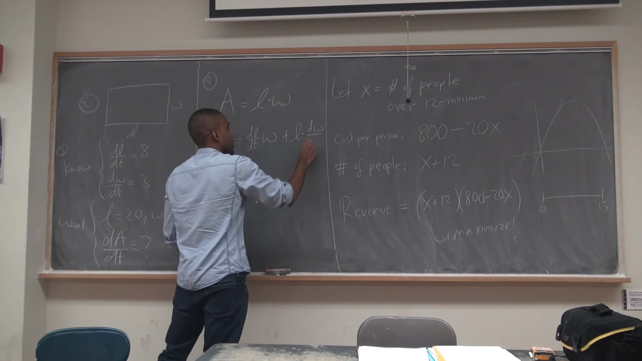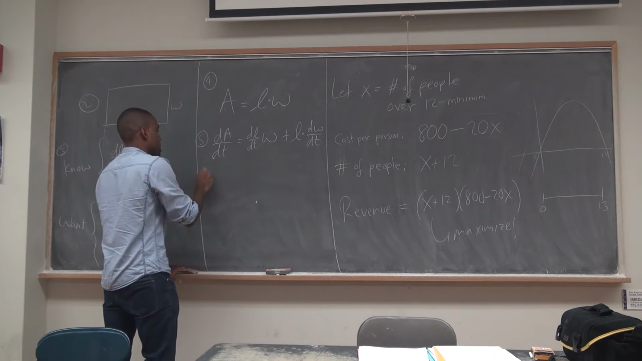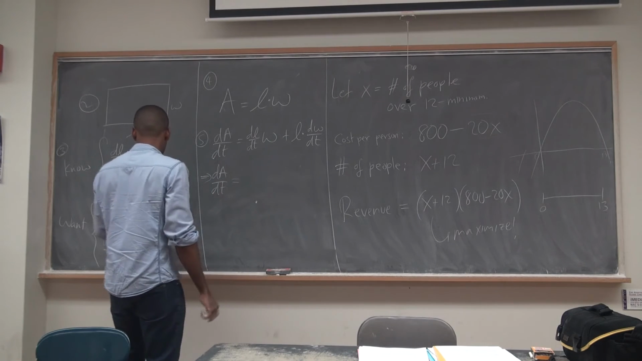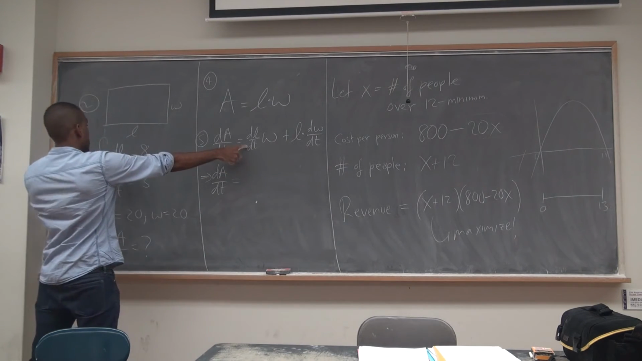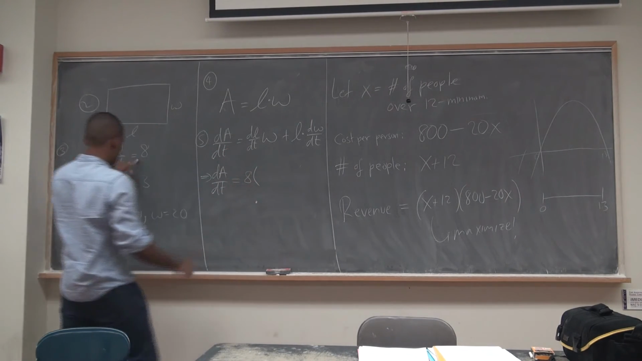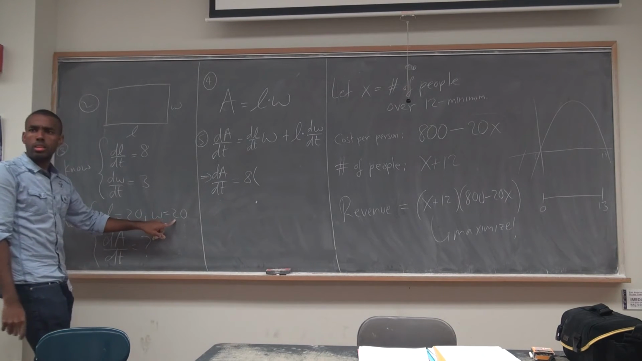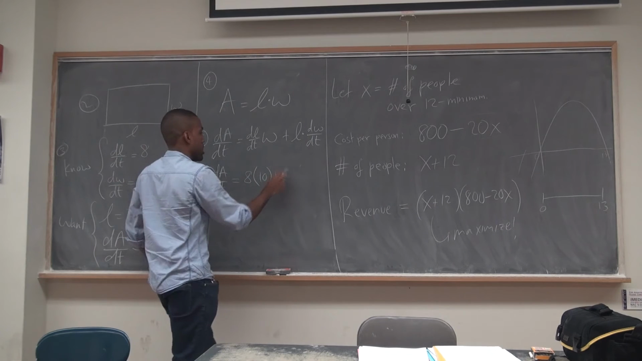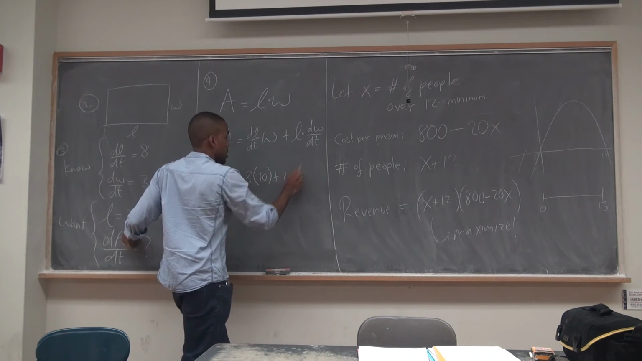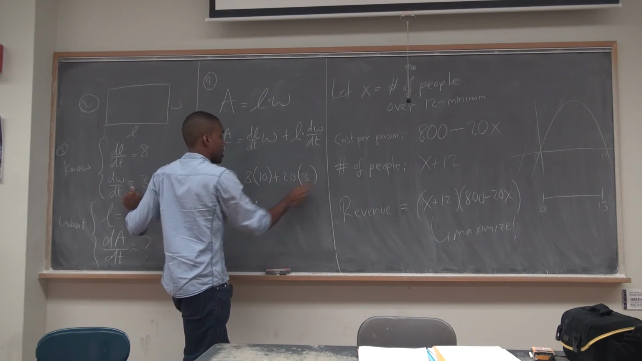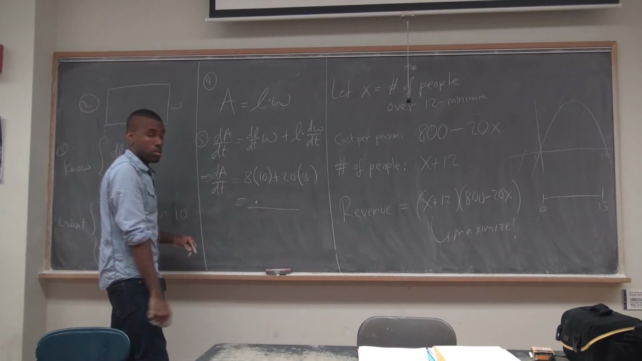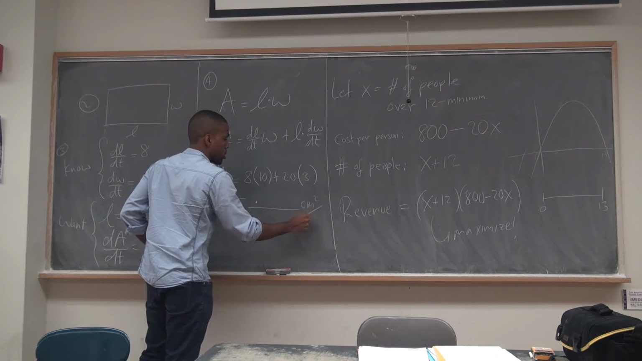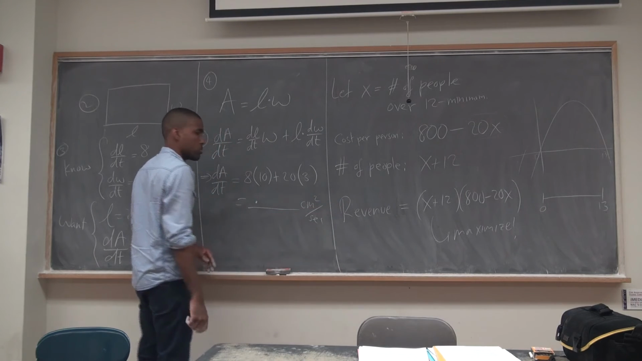dW over dt. Which means that for my dA/dt, I don't need to solve for anything here. They gave me all the numbers. My dL/dt is 8. My width, did it say 10 or 20? 10. My width is 10, plus my L is 20, and my dW/dt is 3. And so that's going to be the answer. So it'll be that much centimeters squared per second, whatever the variable is.